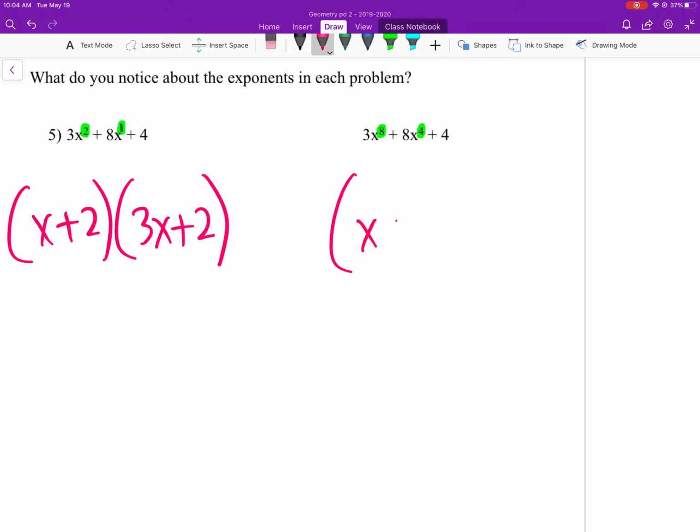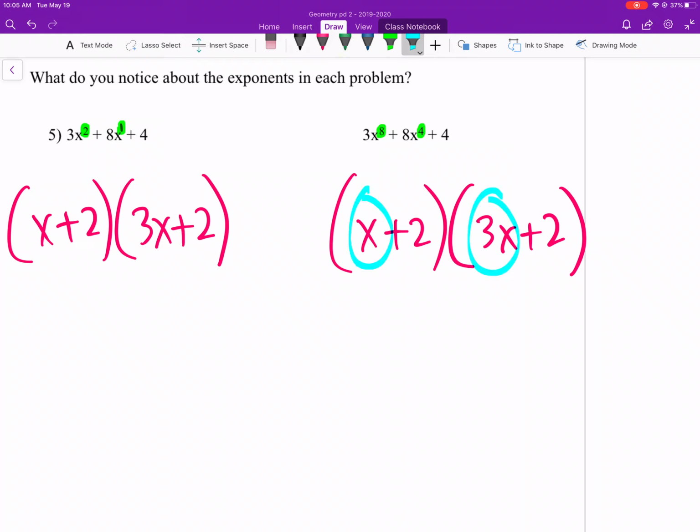Our answer can't be x plus 2, 3x plus 2. Because if we were to take this, guys, x times 3x, does that give us 3x to the 8th power? No way. That would just give us 3x to the 2nd power. So what would our exponents need to be? We don't need to go through this problem all over again, guys. We just have to be strategic with our exponents. So x to what power? And 3x to what power? It's going to be the same exponent, but it's going to end up being 4. X to the 4th and 3x to the 4th.